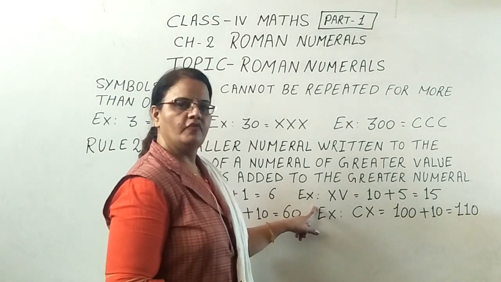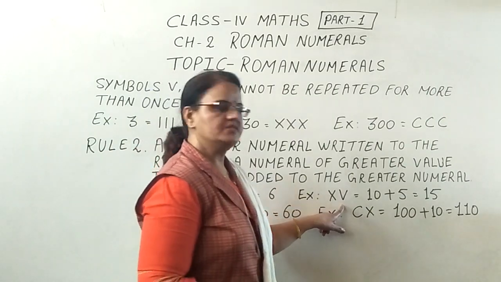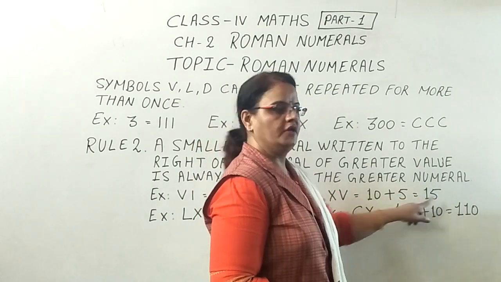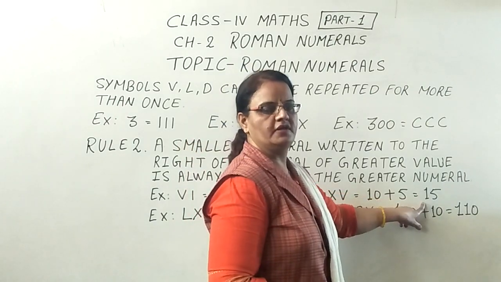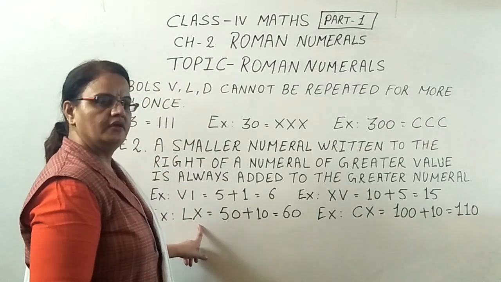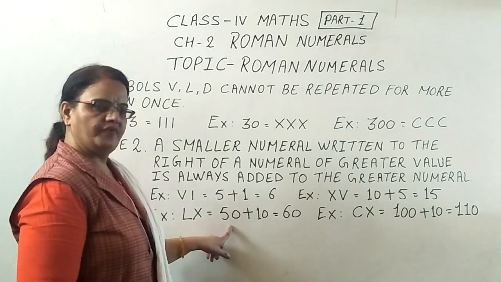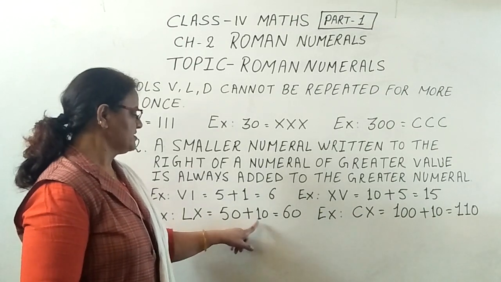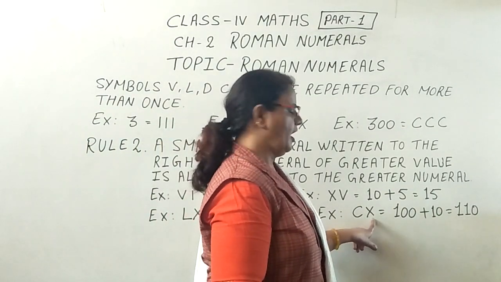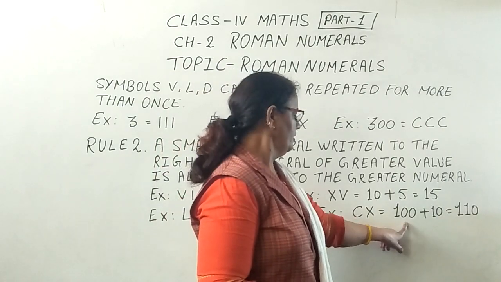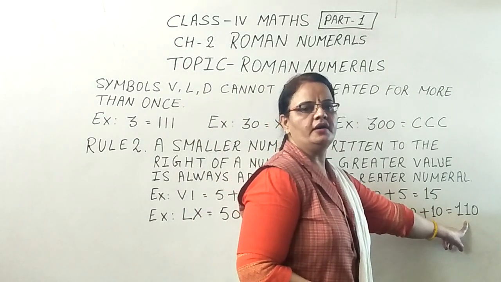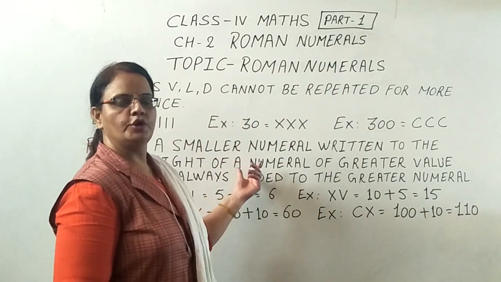Now we will take another example. Our numeral is XV. The value of X is 10 and the value of V is 5. So 10 plus 5 equal to 15. So the value of XV equals 15. Clear to all? Now another example. Our numeral is LX. The value of L is 50 and the value of X is 10. So 50 plus 10 equal to 60. Another example. Our numeral is CX. The value of C is 100 and the value of X is 10. So when we add 100 plus 10, our answer is 110. So we follow rule 2. Clear to all?